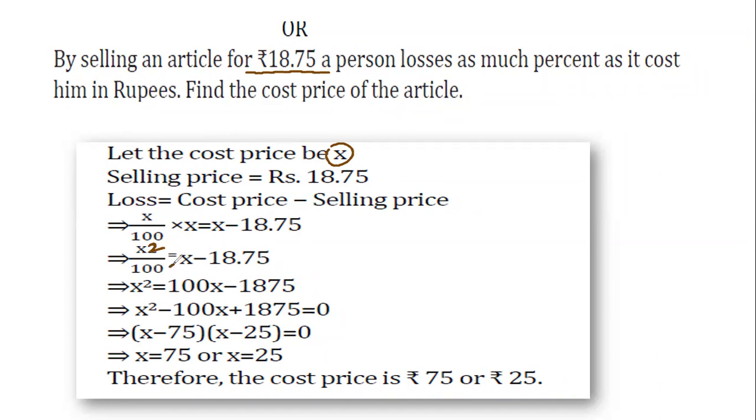So x squared is equal to, cross multiply, 100x minus 1875. Simplify this, you will get 75 or 25. Therefore, the cost price is 75 or 25.